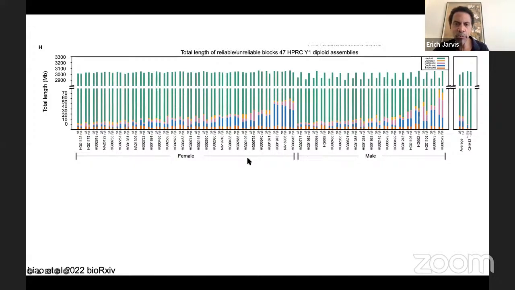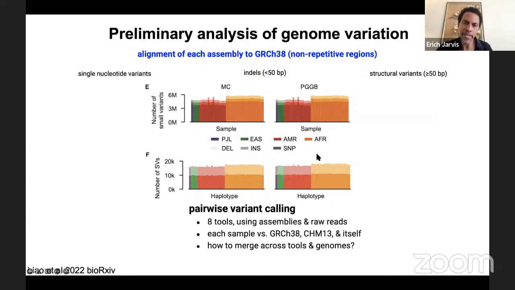And you can see between female and male genome sequences, the males all have one haplotype that is shorter than the other. The reason why is because the Y chromosome is shorter than the X chromosome. And so it's not that one is more complete than the other, it's the differences in the sex chromosomes, which means we assembled them right.